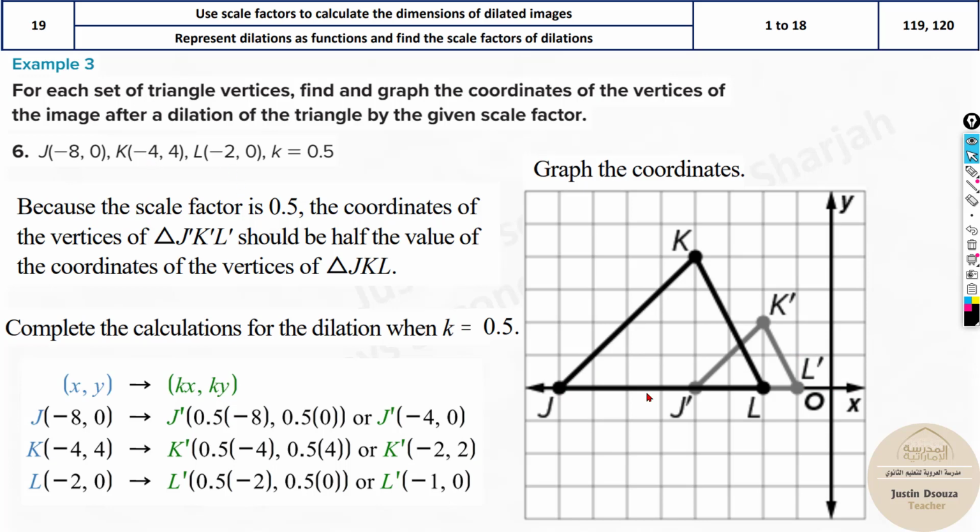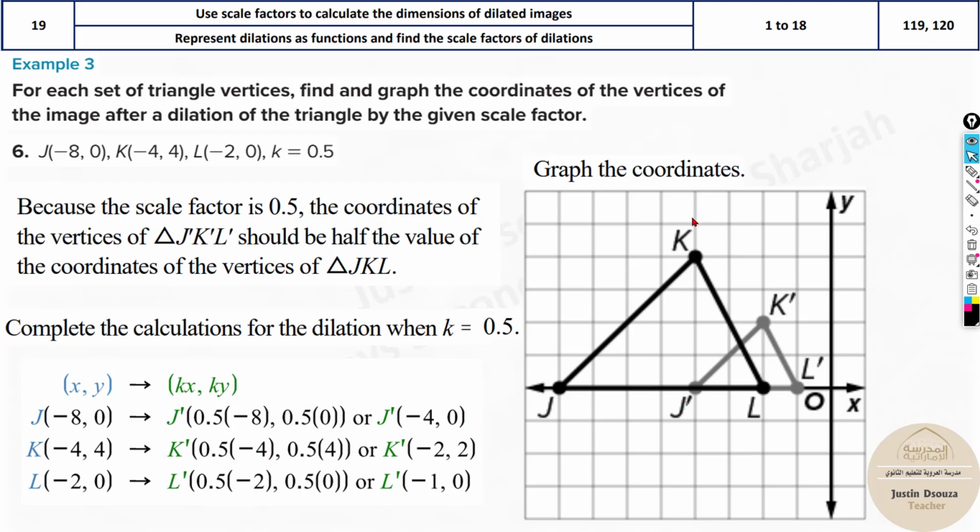This is the point J. Minus 4 and 4, that is K. And lastly, L is minus 2, 0. The dilated points are over here: minus 4 and 0, minus 2 and 2, and lastly minus 1 and 0. So that's it. This is the dilated image. The dash represents the dilation.